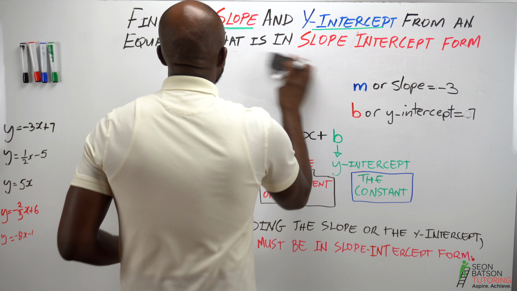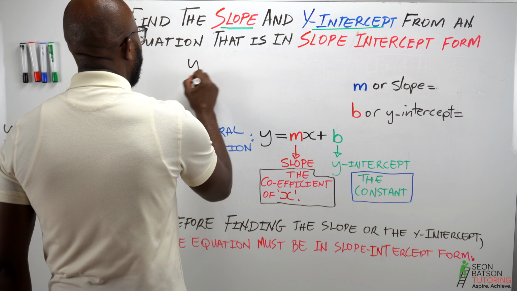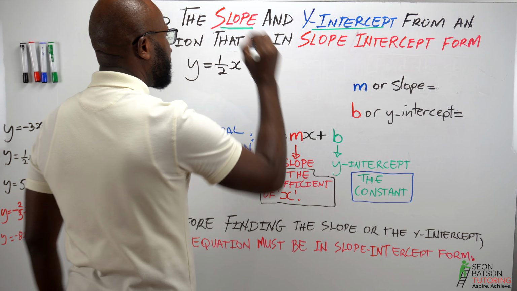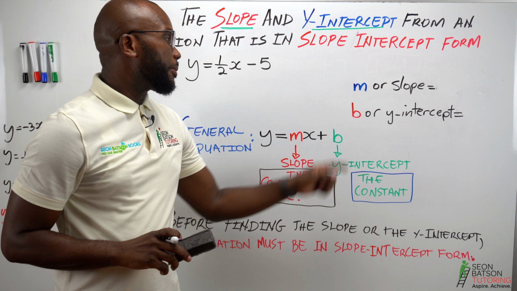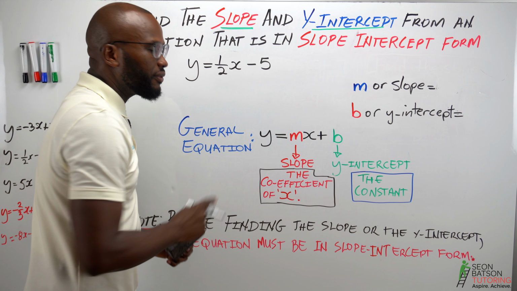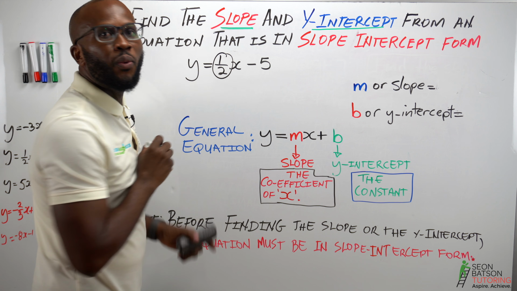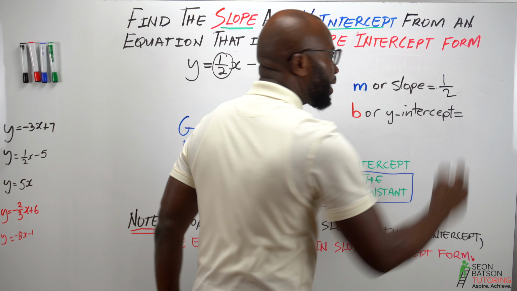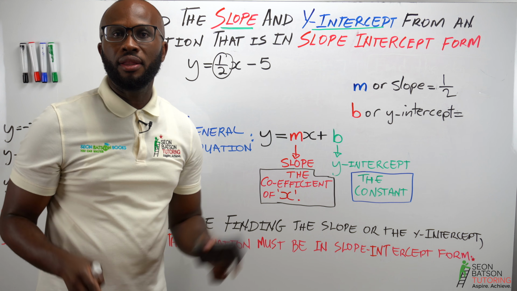All right. Let's keep the party rocking. Let's say we have y is equal to 1/2 x minus 5. Again, we want to find m, or the slope, and b, or the y-intercept. Let's find the slope first. We said the slope is the coefficient of the x. In this example, the coefficient of the x is 1/2. So our slope, or our m, is 1/2. And the b, or the y-intercept, is the constant in the equation.